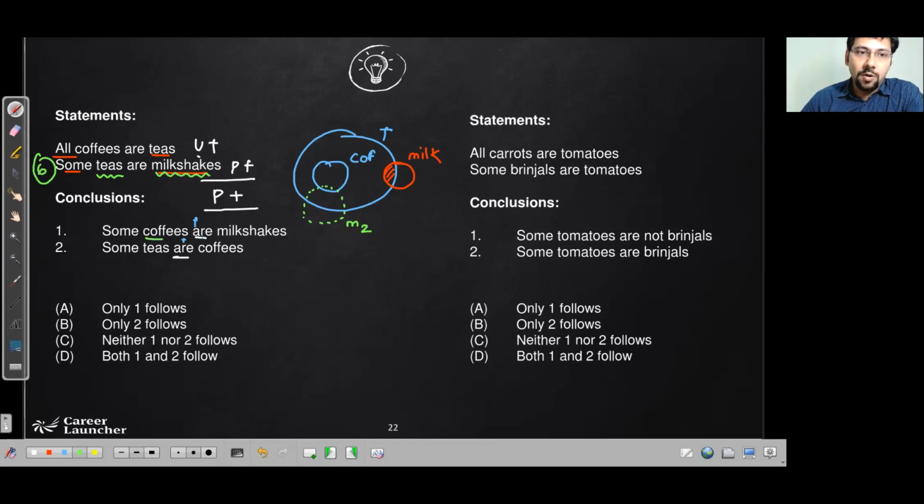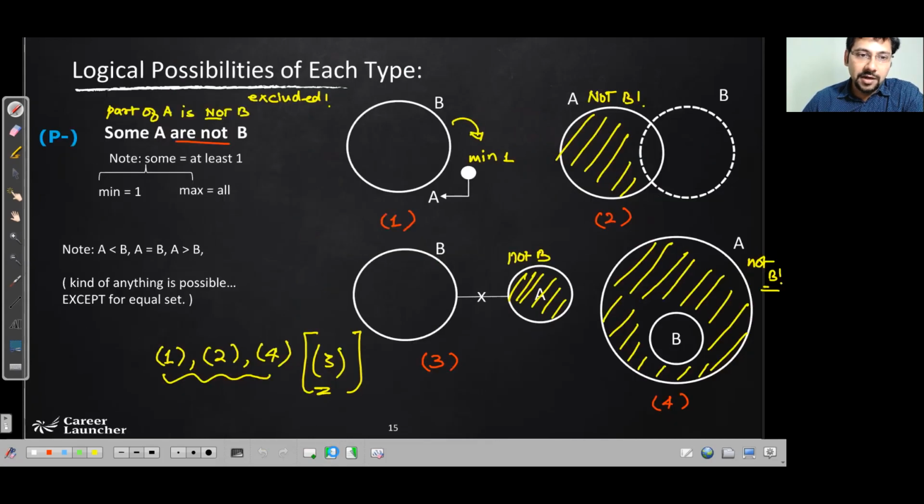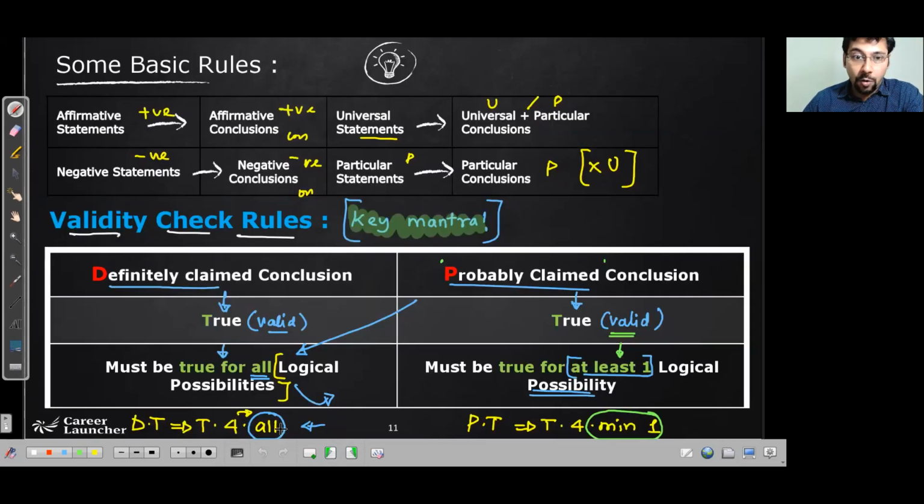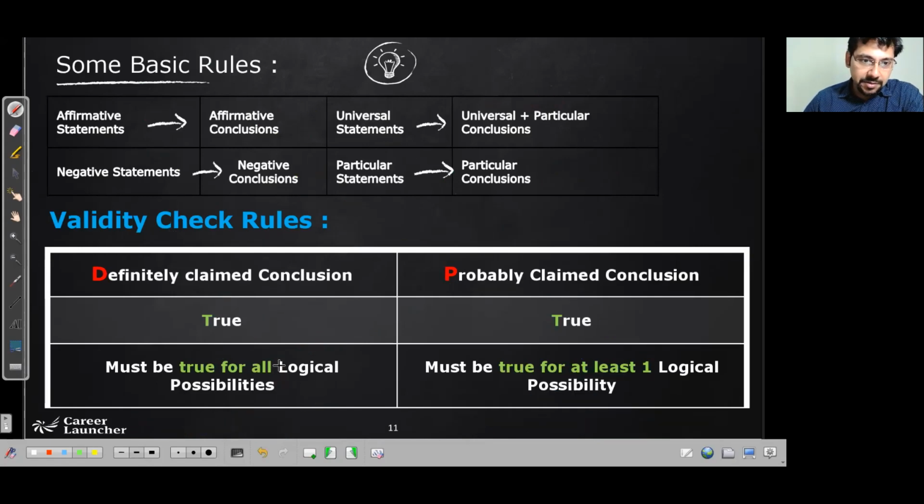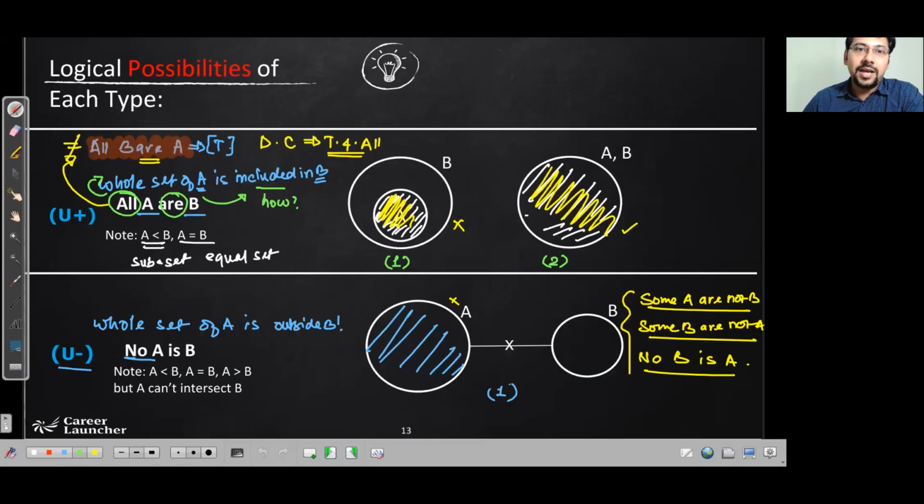Now let's check. Some coffee is a milkshake. Is some coffee milkshake in my least intersection diagram? No, it's not. And why is only my least intersection going to work? Because, getting back to my key mantra, if something is claimed to be definitely true, it has to be true for all the logical possibilities. Remember, all. So even if it is false for one, I win.